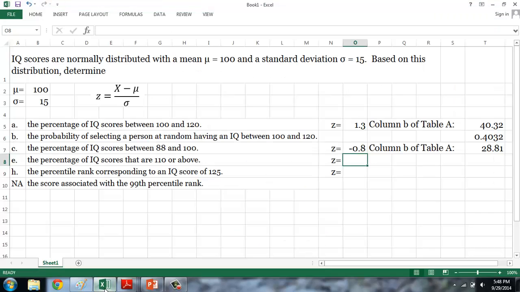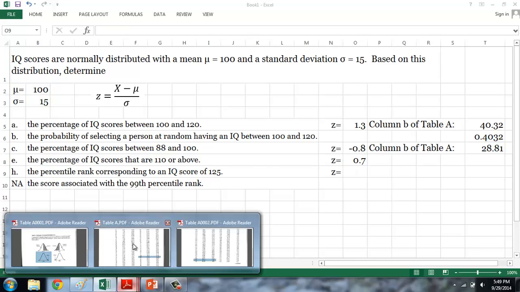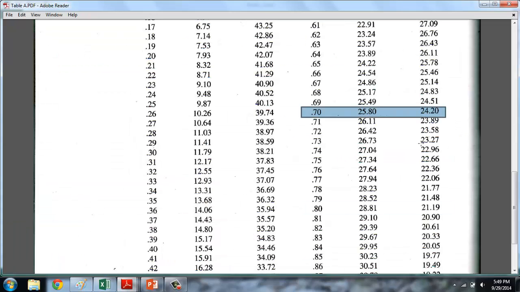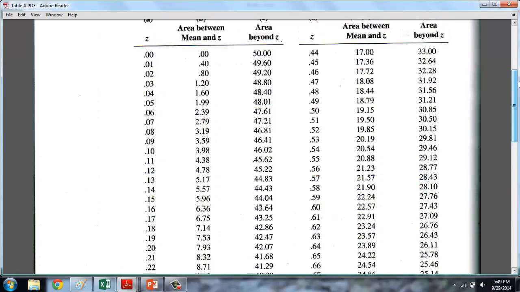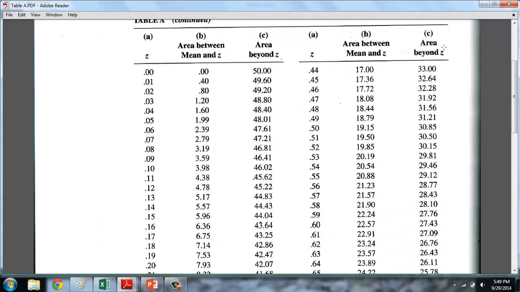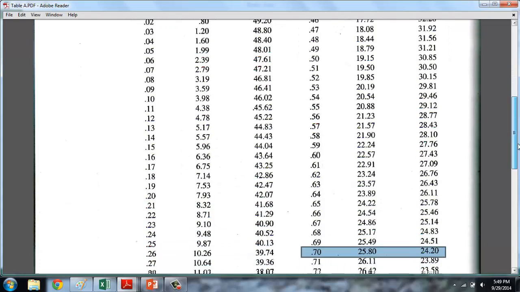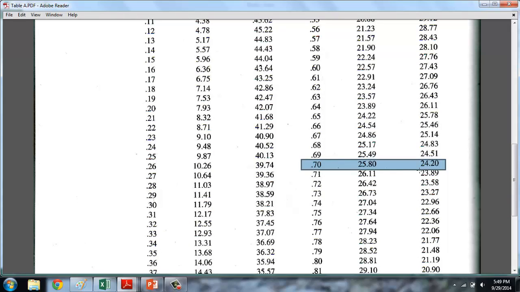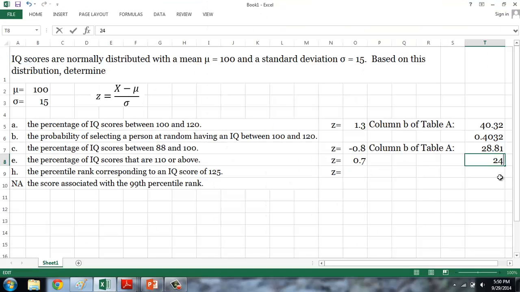So first we'll calculate a z-score, which is equal to our score, 110, minus the mean divided by the standard deviation, which gives us a z-score of positive 0.7, which is found here on the table. But this time, we're going to use column C, the area beyond z, instead of column B. So the percentage beyond a z-score of 0.7 is 24.20, which again is from column C of table A.